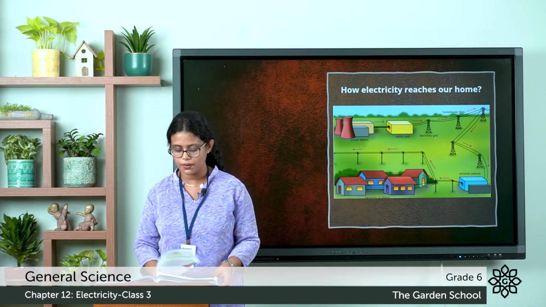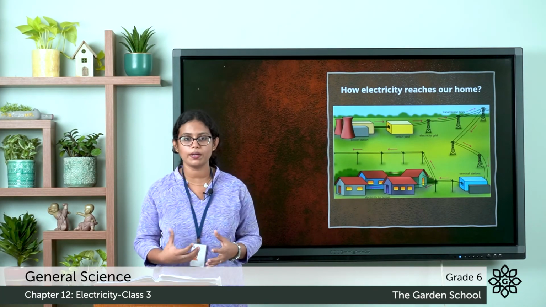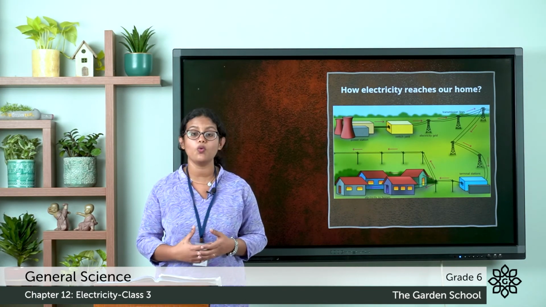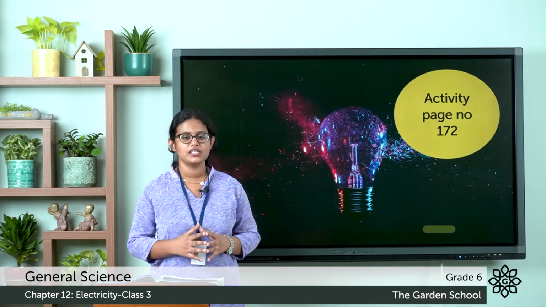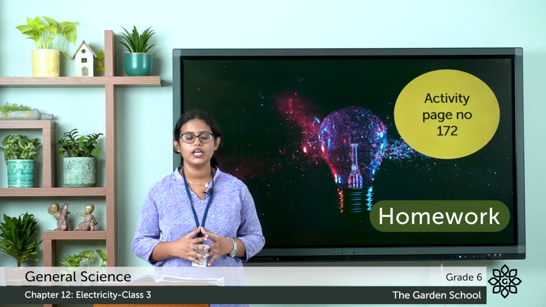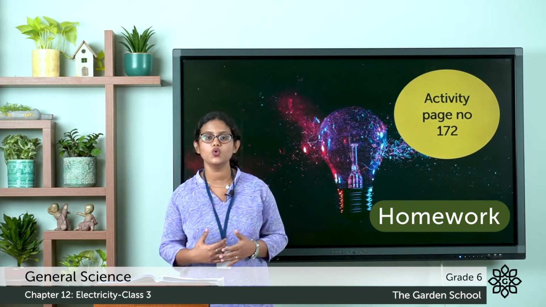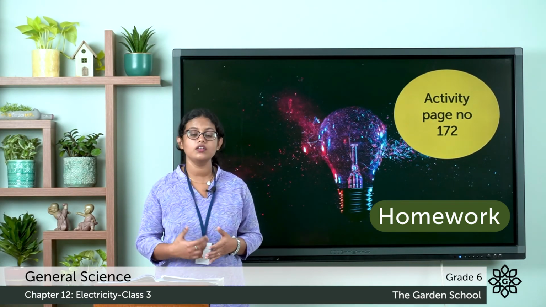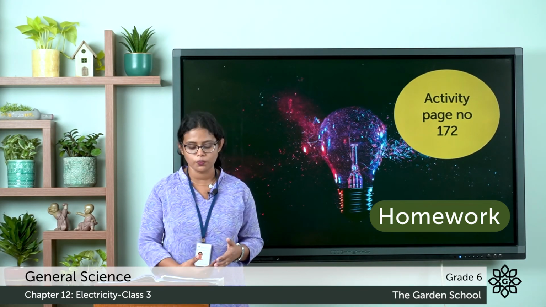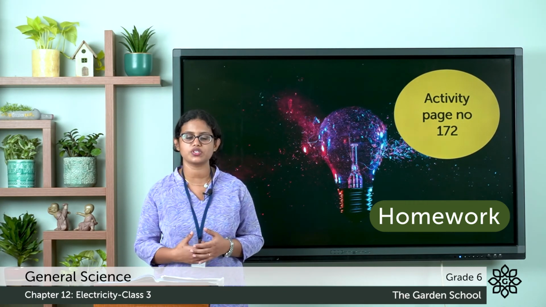You can go through page number 163 and 164, and you will get to know more about how electricity reaches our home. You have an activity on page number 172. Do the second project: find out about thermal and nuclear power plants. Write down the advantages and disadvantages of both thermal and nuclear power plants. Once you are done, you can submit it in Microsoft Teams.